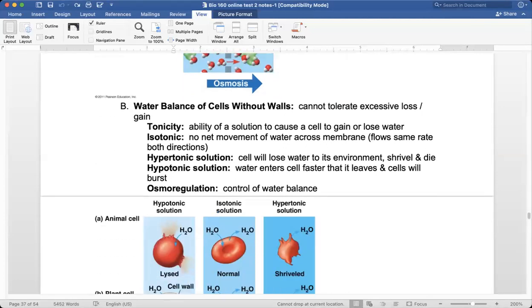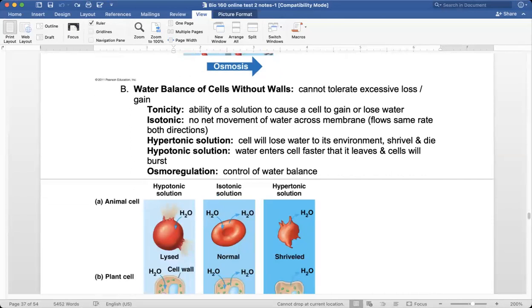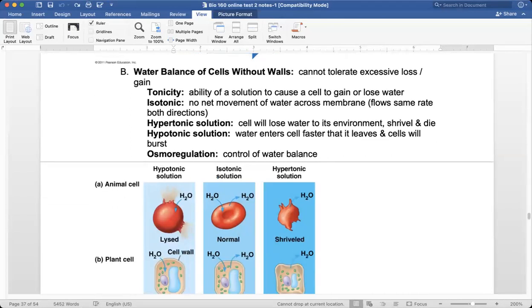So tonicity is just the ability of a solution to cause a cell to gain or lose water. Ones that are isotonic, it's the same on both sides, so there's no net movement. If it's hypertonic, the cell's going to lose water to the environment. So we say that solution is hypertonic, then the cell is going to lose water to try and dilute the solution. The cell ends up shriveling up and dying.